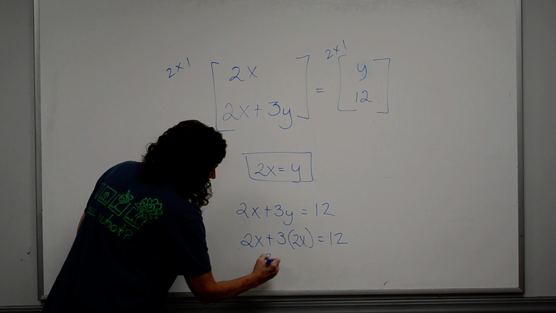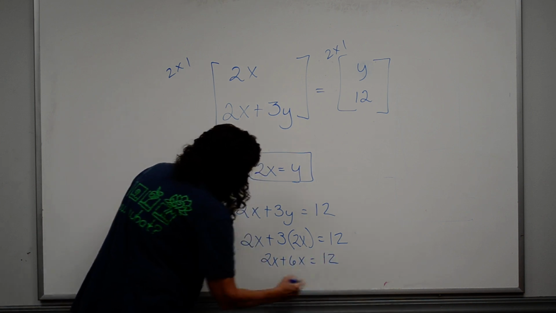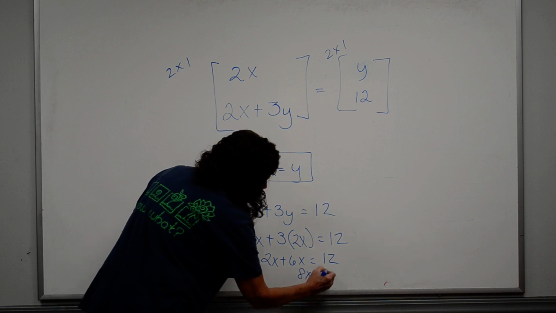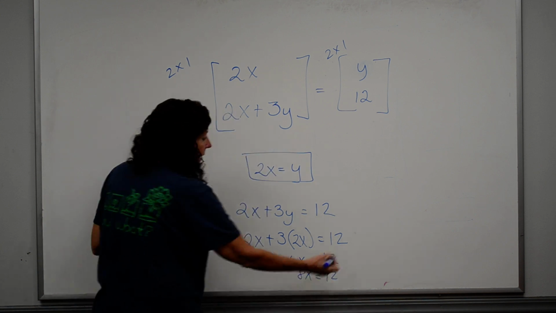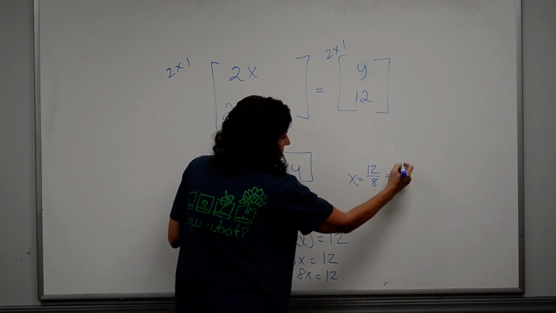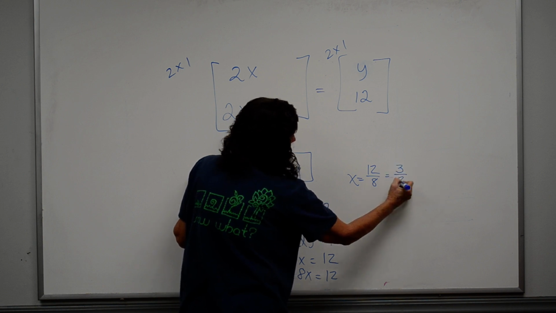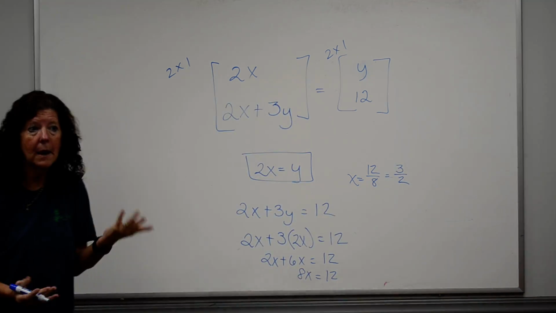So I've got 2x plus 6x equals 12, so that's going to give me 8x equals 12. When I divide it, I'm going to get x is equal to 12 over 8, which when I reduce it down, that's going to give me 3 over 2. Okay, so there's my x value.